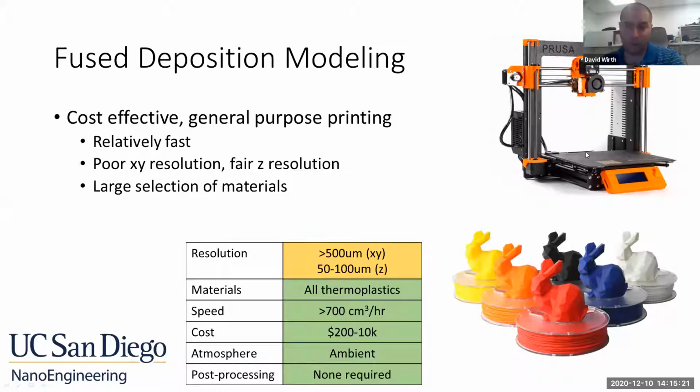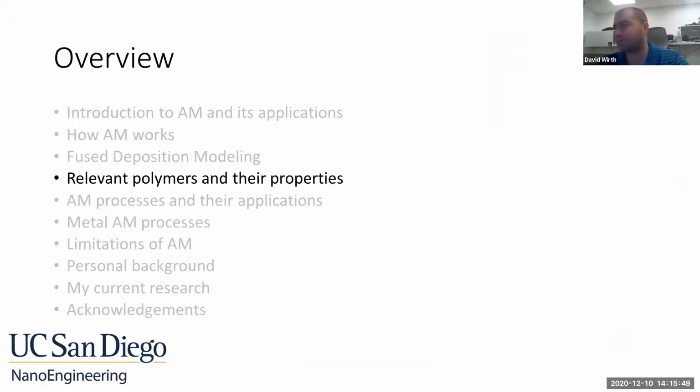You can print all thermoplastics, no thermosets, but pretty much all thermoplastics can be printed. You don't need any special post-processing equipment. You don't need inert atmospheres. You can print things pretty fast generally. Your resolution is going to be fairly limited. You're still going to be able to see the layer lines, and it's going to be a little bit bumpy, but overall, it's good for most applications, right? So that's what a lot of people use.